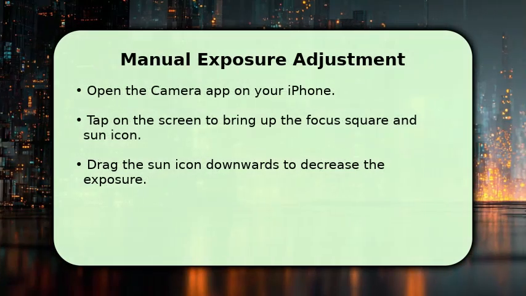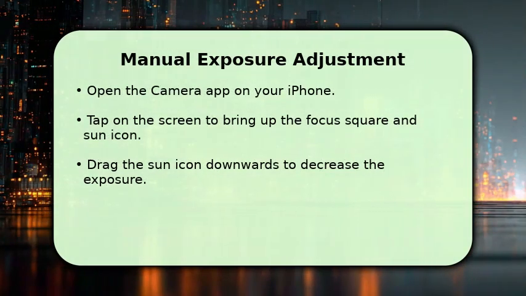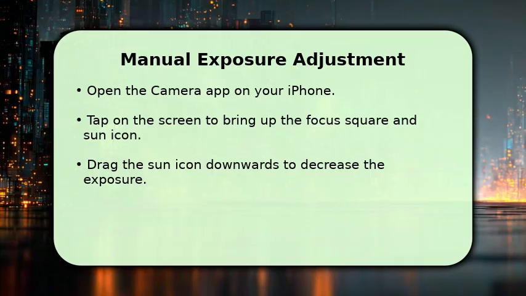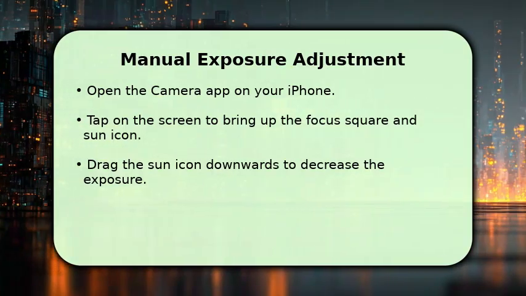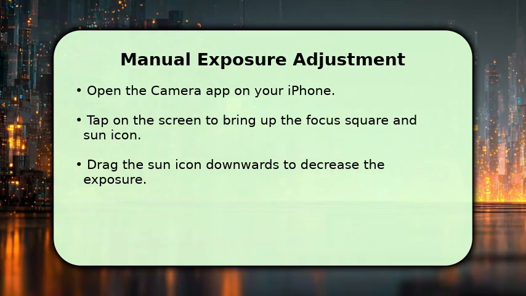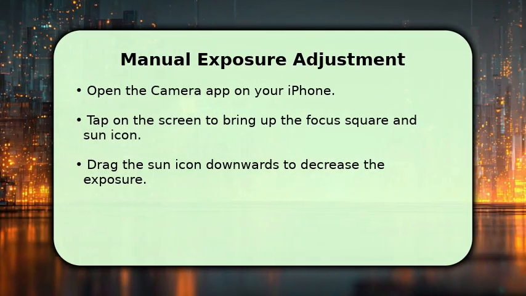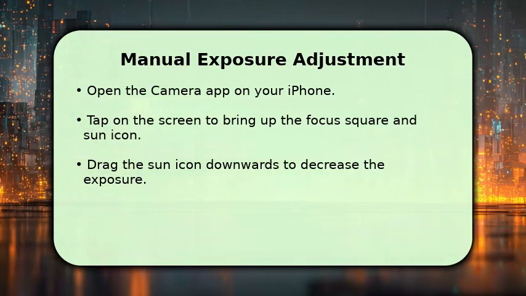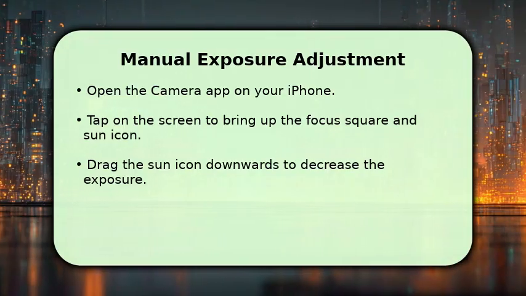To manually adjust exposure, first open your iPhone's camera app. Tap anywhere on the screen to set your focus point. You'll see a yellow square appear, accompanied by a small sun icon. To lower the exposure, simply drag this sun icon downwards.